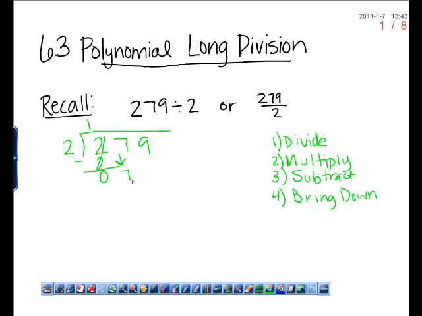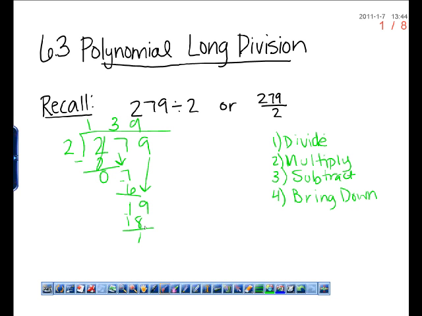All right? So now I'm doing my 7. How many times does 2 go into 7? 3. 3 times 2 is 6, minus 6 gives me 1. Then I bring down. So I keep repeating this pattern, right? Divide, multiply, subtract, bring down. Divide, multiply, subtract, bring down. Okay? 2 goes into 19 9 times. Get 18. Subtract and we get 1.